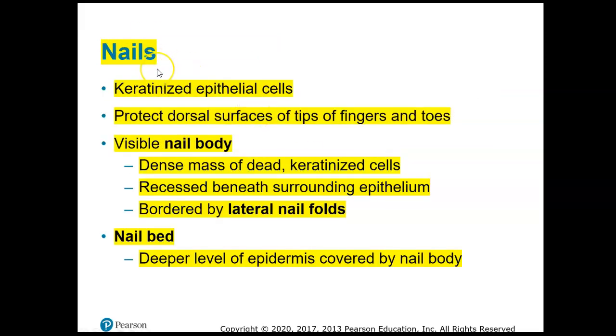Then the last part is going to be nails, fingernails and toenails. Nails are formed from highly keratinized epithelial cells. They protect our fingertips and our toes. As far as structurally, we have a visible nail body. And then the skin on the sides of the nails are called lateral nail folds. And then the nail bed is the epidermis that's underneath the nail.